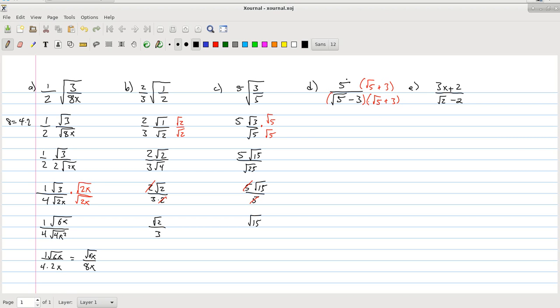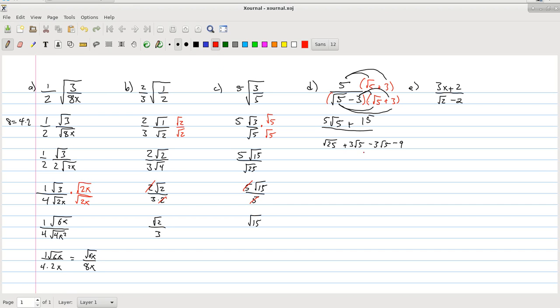When we distribute on top, we have 5 radical 5 plus 5 times 3 is 15. When we multiply in the denominator, we've got radical 5 times radical 5, which is radical 25. Radical 5 times 3 is 3 radical 5. We've now distributed radical 5 to everything, so we're done with this term. When we distribute the negative 3 through, negative 3 times radical 5 is negative 3 radical 5. Negative 3 times positive 3 is negative 9.